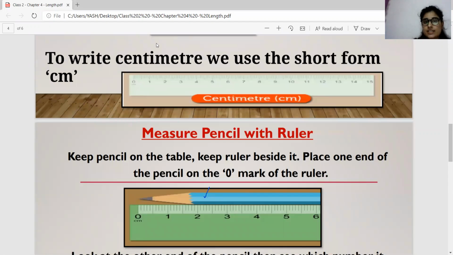As I already told you, whenever we have to measure a smaller object, we always use centimeter. But it is not necessary to write centimeter in full form. We can use the short form cm. When you see your own scale, you also see the cm on the scale. So this is how you can use your scale to measure the length.